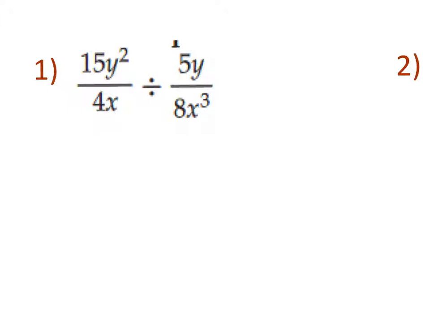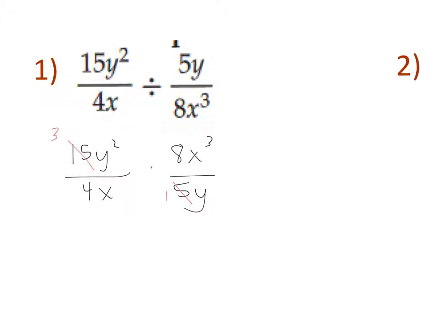So if I flip the second fraction and multiply, I now have 15y squared over 4x times 8x cubed over 5y. And now I look at canceling out cross products. So I say here 15y squared and 5y, take out a 5 and get a 3 and a 1 down below. Take out a y and get just one y up top. Now if I look at the 4x and 8x cubed, 4 changes to a 1, 8 changes to a 2. If I take away an x, I'm left with x squared.